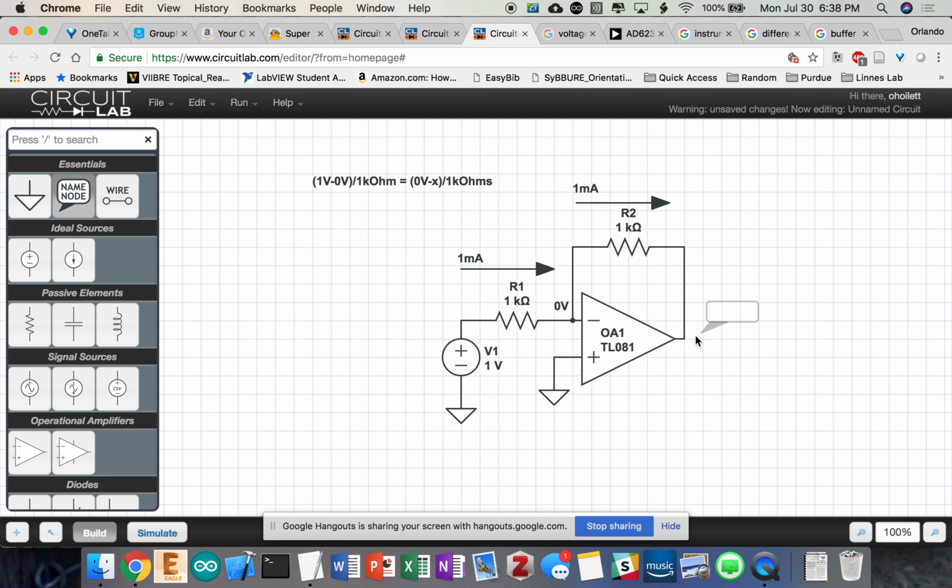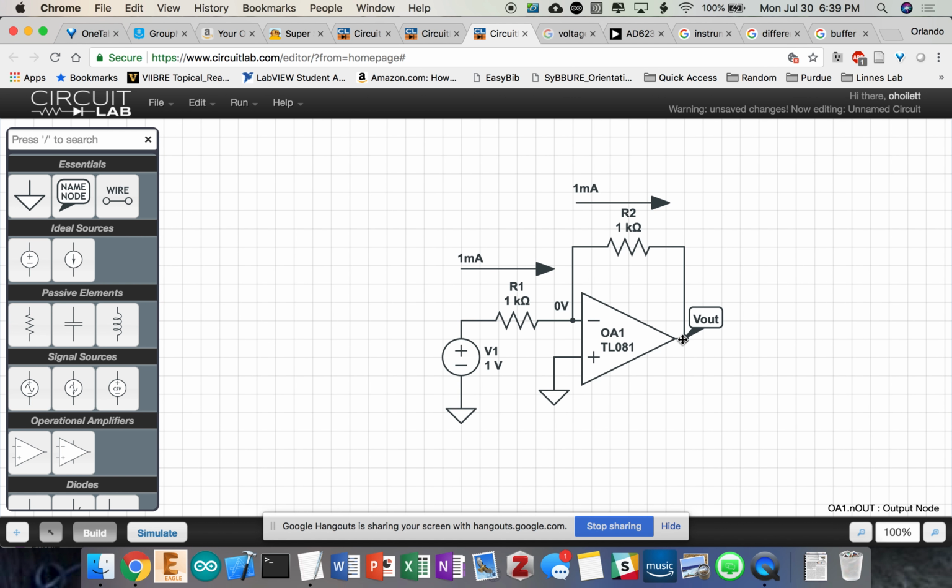You didn't use op amps, but you just used our circuits. So 0 minus V out divided by 1,000 is equal to 1 milliamp. So V out must equal minus 1 volt. Okay. Does that make sense? Mm-hmm. Okay. And so that has a gain of minus 1, because V out is equal to just the opposite of 1.